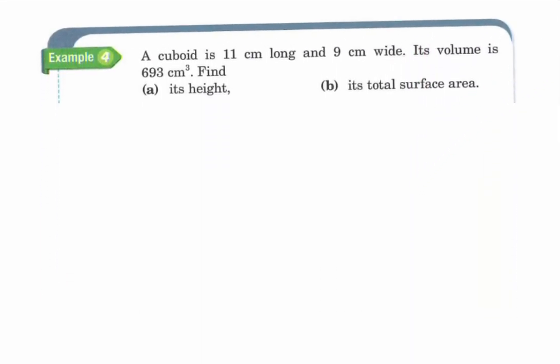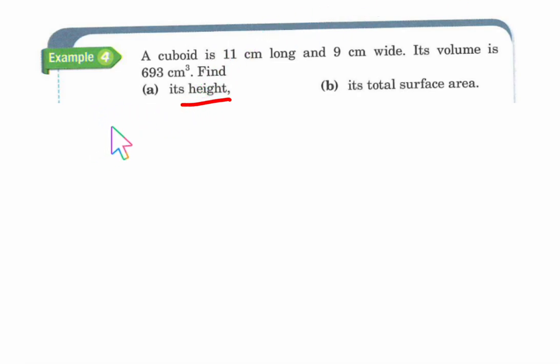All right, let's talk about example 4 now. A cuboid is 11 centimeters long and 9 centimeters wide. The volume is 693 centimeters cubed. Find its height because they didn't give you one of the dimensions. And then B, find its total surface area. Go ahead and pause the video and try it on your own first.